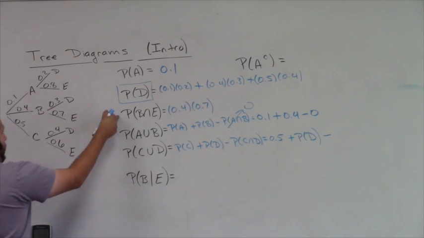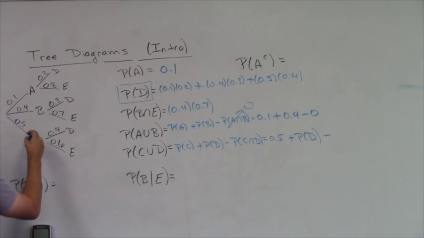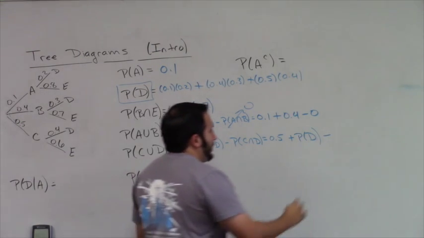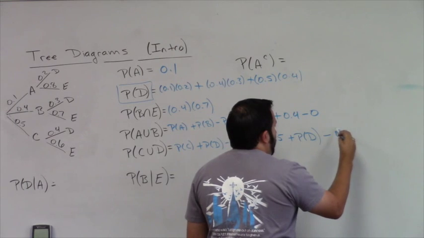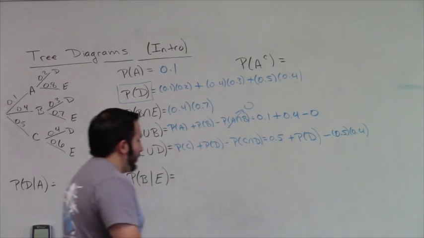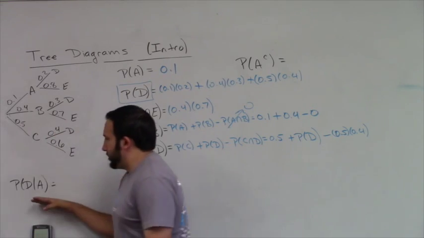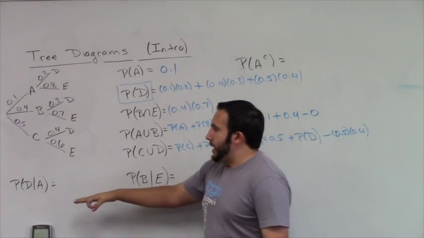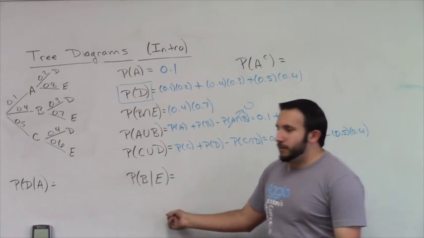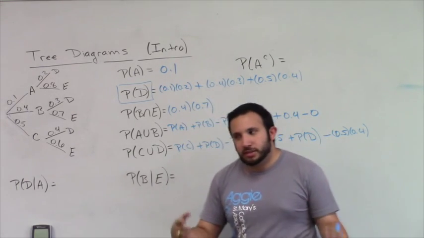Well, how do we find an intersect? We multiply across the branch. And so C intersected with D would be the 0.5 times 0.4. So minus 0.5 times 0.4. Okay? Let's now come over here. Now we're dealing with the givens, okay? And remember Bayes' formula, the givens from your other separate video.